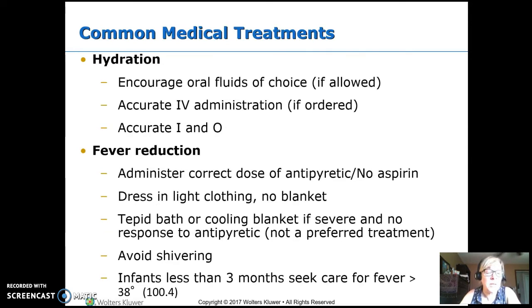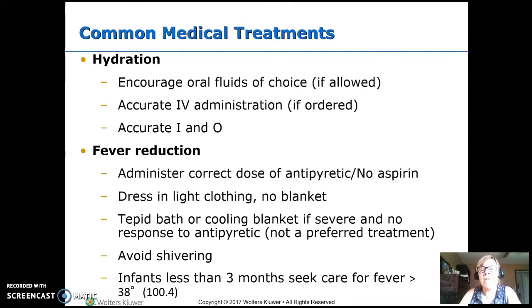So some of the common treatments: hydration and fever reduction. Many of these are viral. All we're doing is treating symptoms. Our big problem, though, is if kids don't eat, they get dehydrated, and that can be very significant. So we want to encourage oral fluids. Fluids of choice. What do they like? Give them that as long as it's on their approved diet.